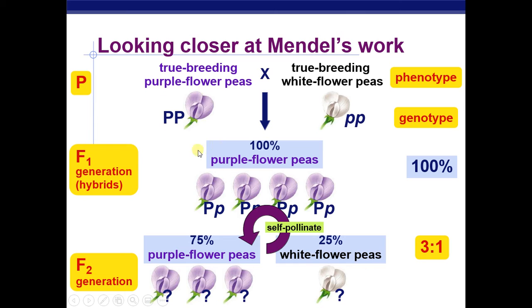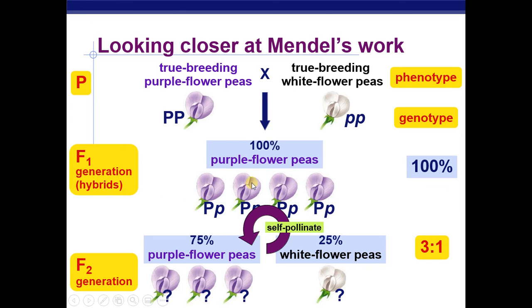So then when he crossed them, we get one allele from each parent. This purple flower donated a dominant allele. This recessive flower donated a recessive allele. That's why all of the offspring looked the same. They had one dominant allele and one recessive allele. And since the dominant allele is always expressed, that's why 100% of the offspring looked purple.